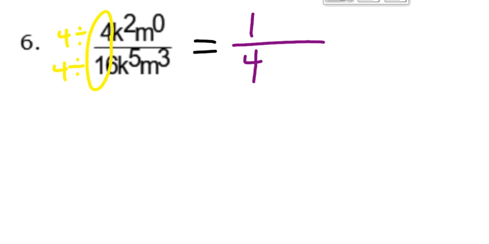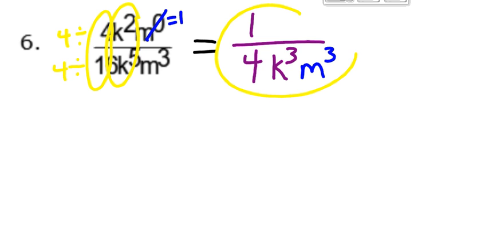All right, then I'm looking at my k's. Got k squared on top, k to the 5th on the bottom. Looks like the bottom wins by 3. And then m to the 0 and m to the 3. Since m to the 0 is really 1, the bottom is winning by 3 m's. The bottom actually has 3 more m's than the top, so I'm just going to leave that there because this crosses out, that equals 1. So this is your final answer.